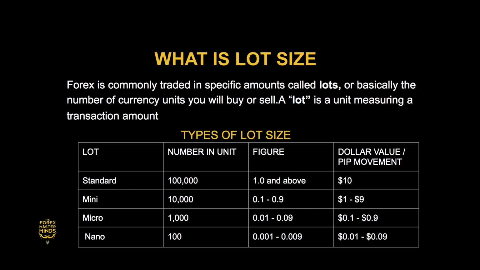Then the nano lot size is 100 units of that currency, which is 0.001 to 0.009. Anything above 0.009 is going to become a micro lot. And for each pip movement you are making 1 cent, that's $0.01. That's to say, if you have 0.002 lot size, you have a profit of 0.02, which is also 2 cents. Okay, this is quite simple and understandable.